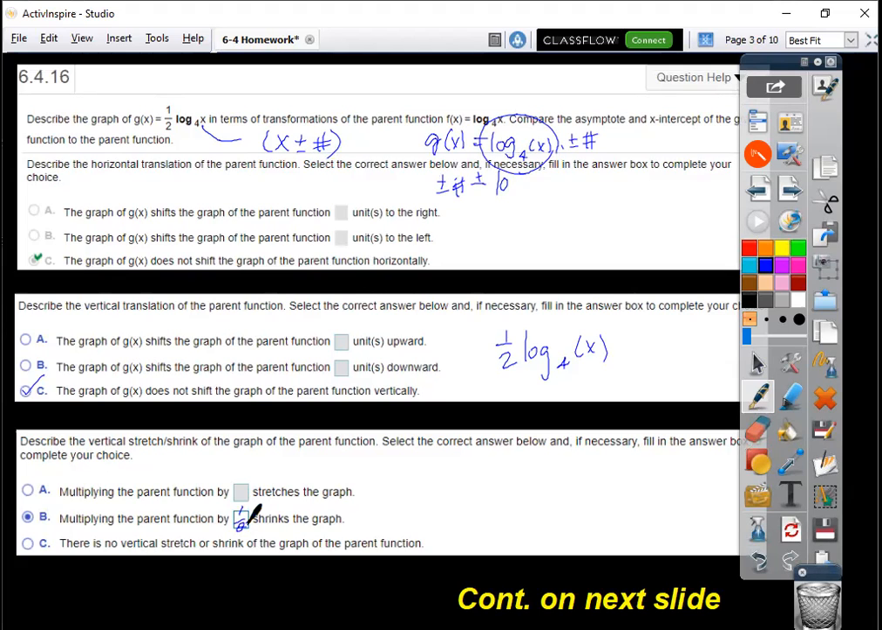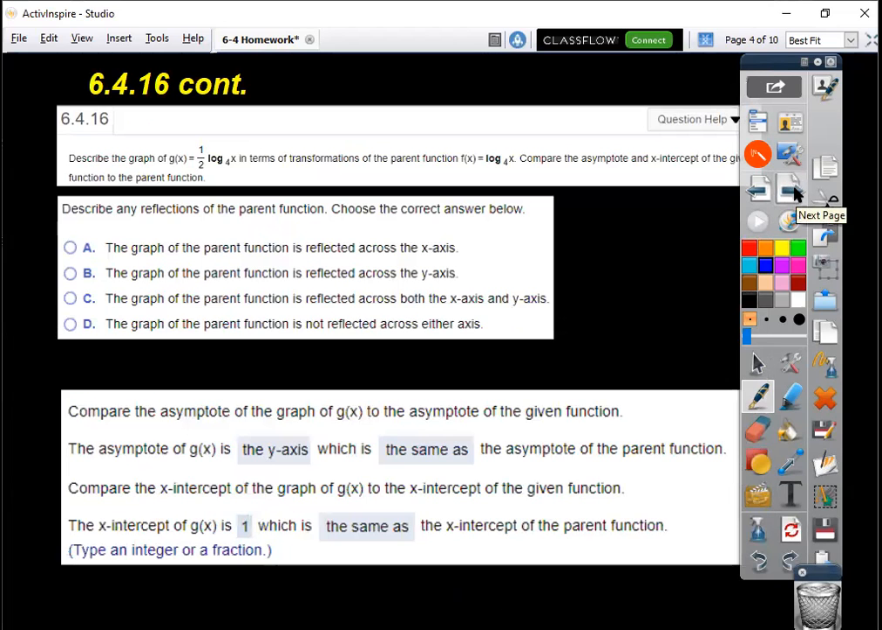Then there's some more to this question. So let's go over here to the next part. Still have that 1/2 log base 4 of x for mine. You probably have something slightly different.